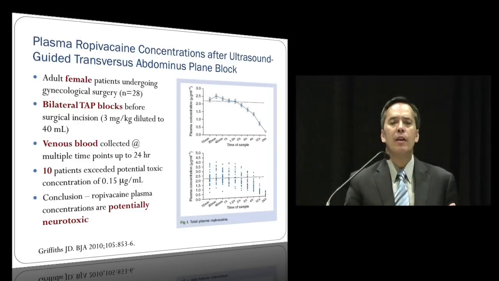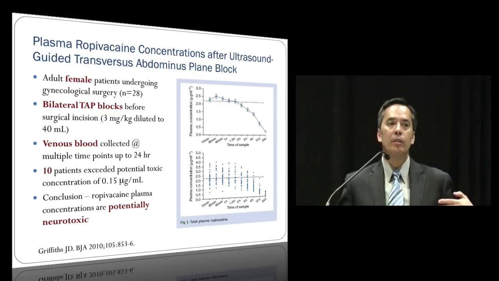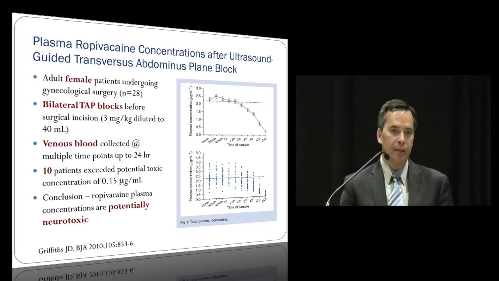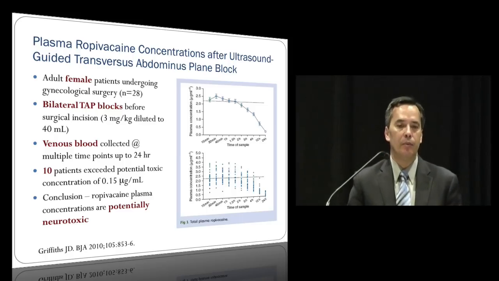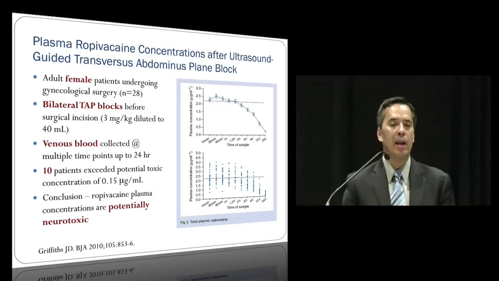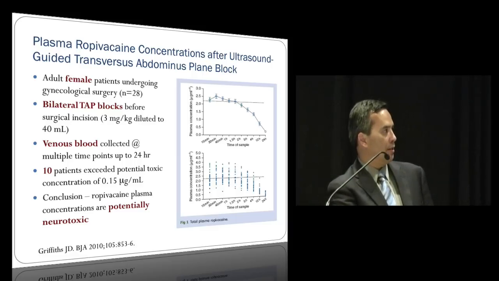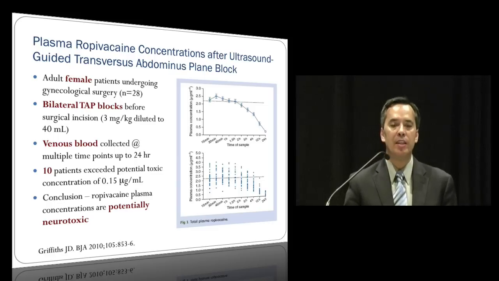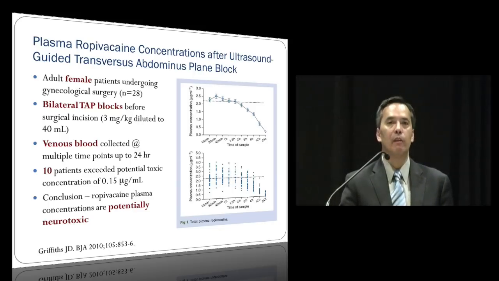Now, the other thing you have to worry about is that sometimes when you're injecting a lot of volume on both sides, there's the potential for local anesthetic toxicity. Griffiths studied adult female patients who had bilateral TAP blocks, and they measured venous blood at various time points. And what they found was that 10 patients exceeded the potential toxic concentration of 0.15. So they concluded that you need to be careful when you're injecting these medications because you can have potential toxicity. So just be careful when you do it.